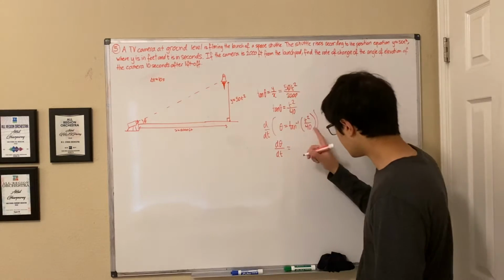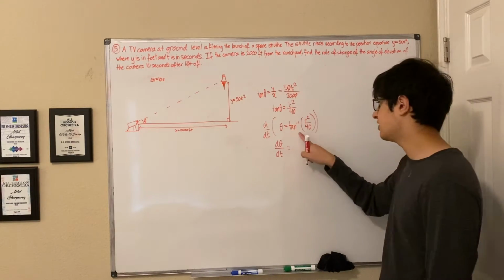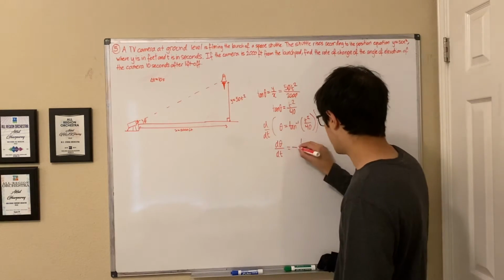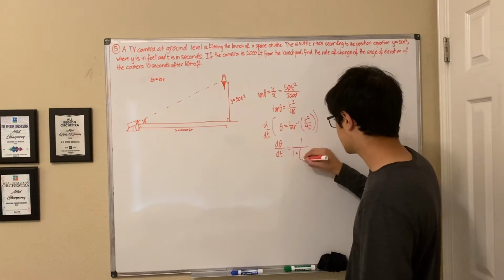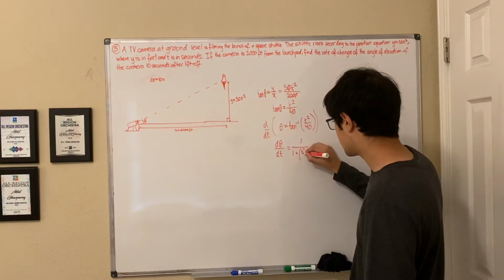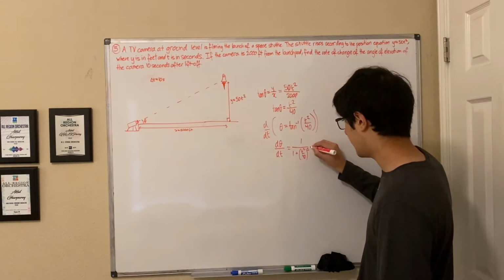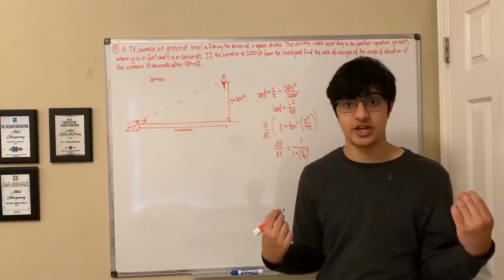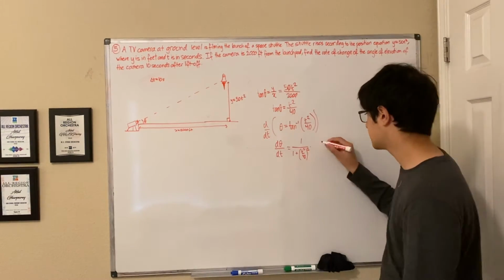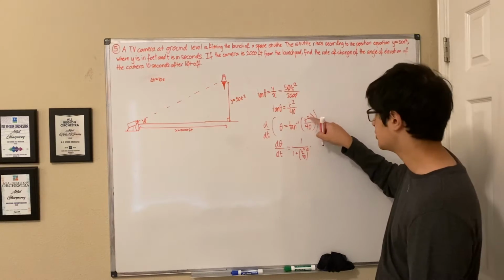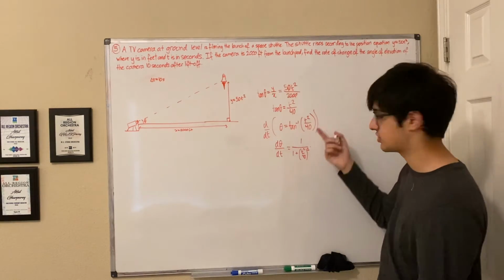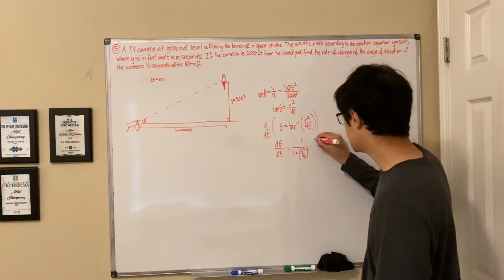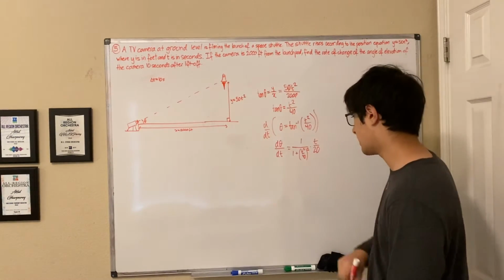Differentiating tangent inverse with respect to the inside function, this gives us 1 over 1 plus this inside function, t squared over 40, squared, but we have to multiply that by the derivative of the inside function because of the chain rule. The derivative of the inside is 2t divided by 40, because that's just from the power rule. And 2t divided by 40 is the same as t over 20.